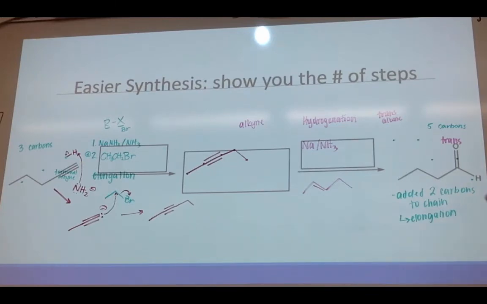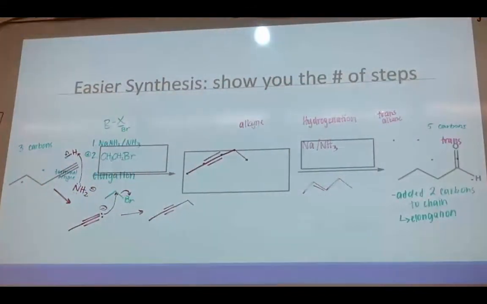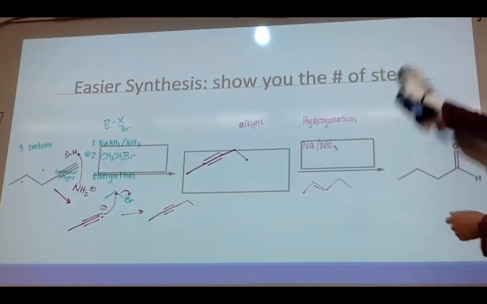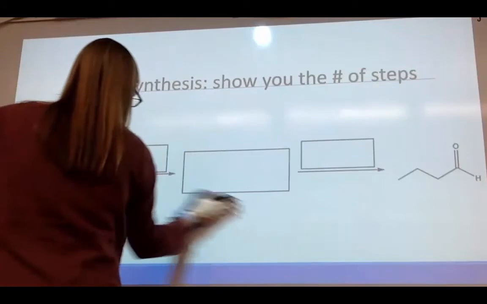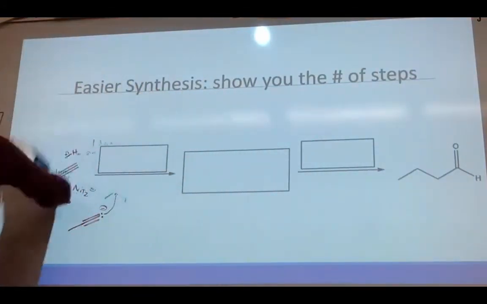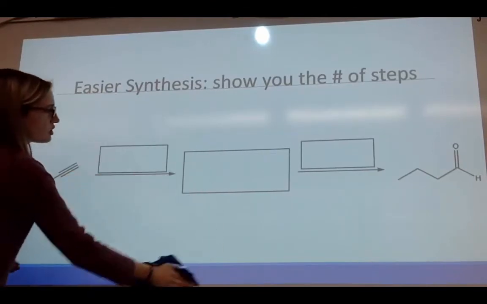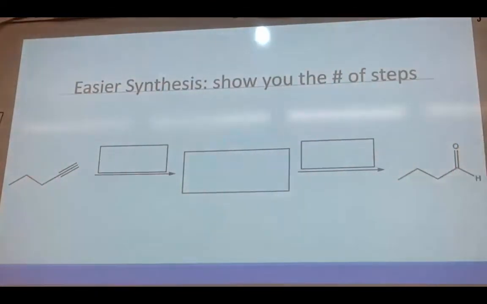Again, this synthesis is showing us the number of steps. Start by looking at your reactant and looking at your product. Count your carbons first. The first thing you should always do is count your carbons. If you have the same number of carbons, you don't have to worry about chain elongation. If you have a different number of carbons, then you either need to look at elongation or cleavage.